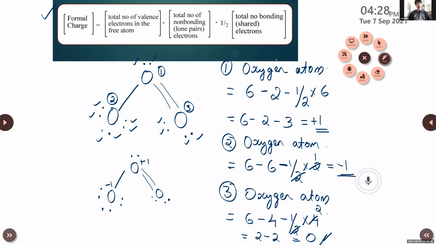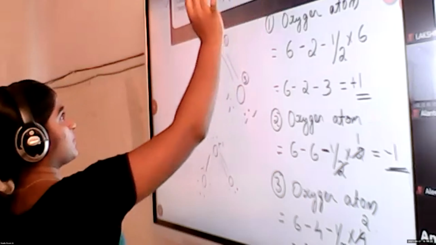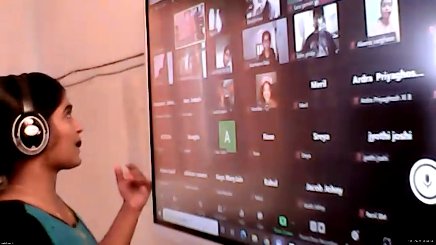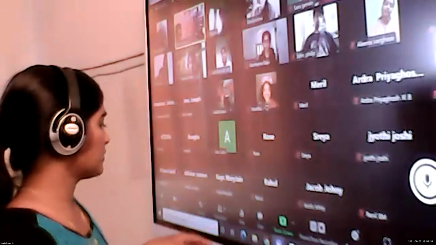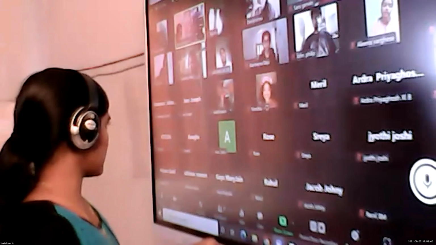Then we can discuss the remaining things in the next class. So all of you just practice the Lewis dot structures, then the formal charge, etc., in the next class. Okay.